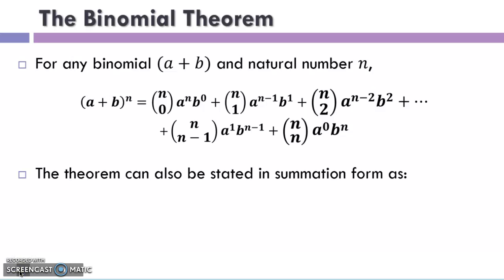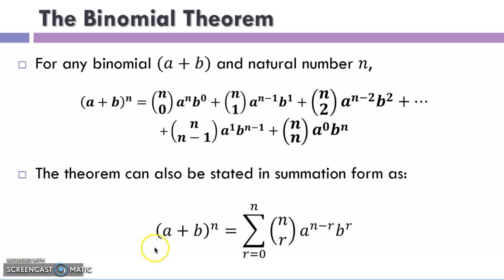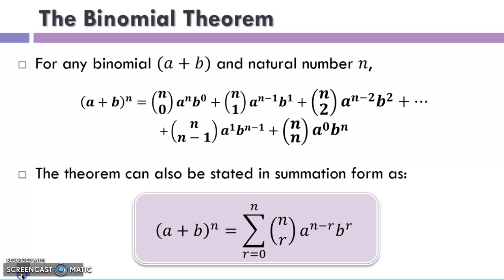We can also state this theorem in summation form, and it is that this binomial can be expanded by taking the sum of n choose r times a to the n minus r times b to the r. Now that might be a little bit confusing, but remember summation notation. We start at r is 0, so we're going to do n choose 0 times a to the n minus 0 times b to the 0, etc. But then n is chosen by what our power is on that binomial.